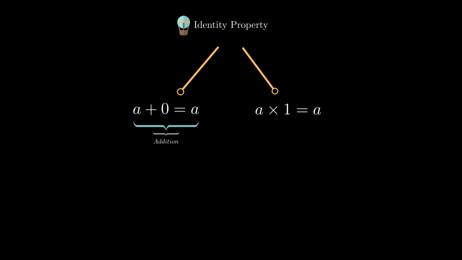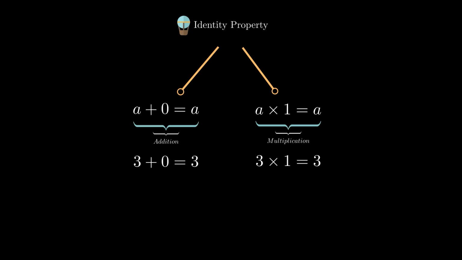This property states that when you add 0 to a number, that number stays the same. On the other hand, when you multiply a number by 1, that number stays the same. So let's take some numbers and see if this property holds true. Here I have taken 3 and I am adding 0 to it. What I get is 3 after adding 0 to it. Basically 3 stays the same and 0 is called the identity element for addition here.